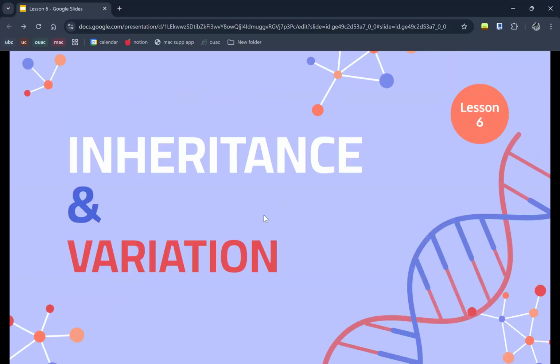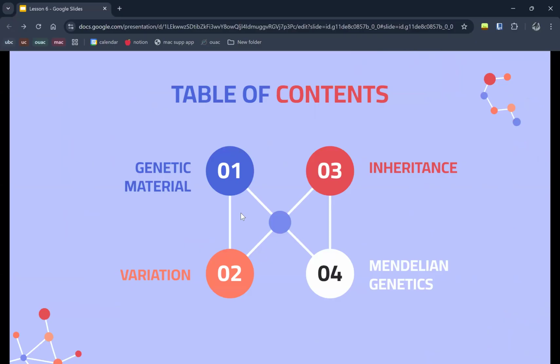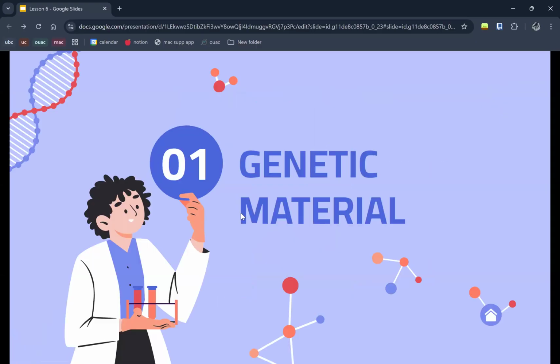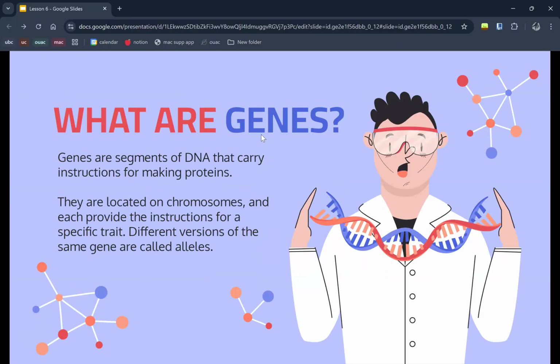Okay, so that brings us to our new topic for today, which is inheritance and variation. We'll go over genetic material, what variation is, how inheritance works, and then Mendelian genetics. Starting off with genetic material. Firstly, what are genes? Genes are the basic unit of heredity. They are segments of DNA that carry instructions for making proteins, and these proteins are very important for the structure and function of the body's various tissues and organs.